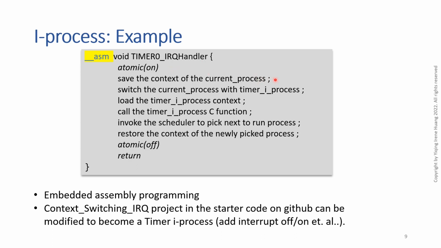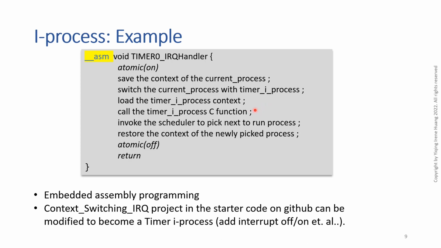The first thing we do is save the context of the current process, and this is done in assembly code. Then we switch to the I process as our current running process, and we load the I process's context when we do this switch. Then we call the timer I process C function. So the main logic of the I process is implemented in C.